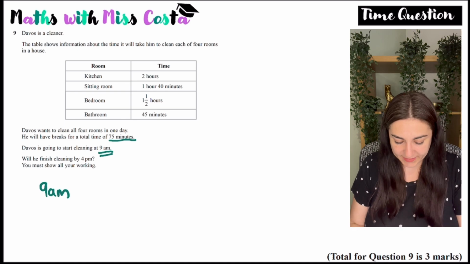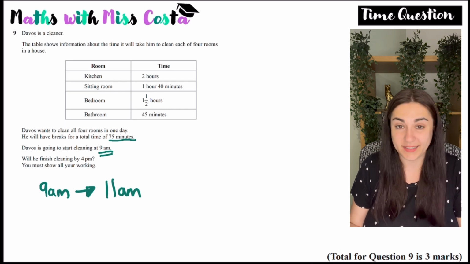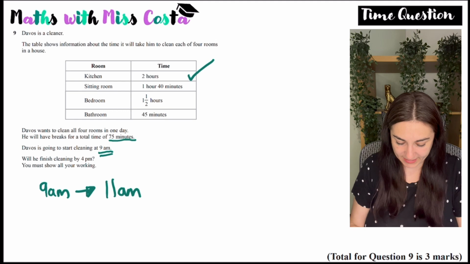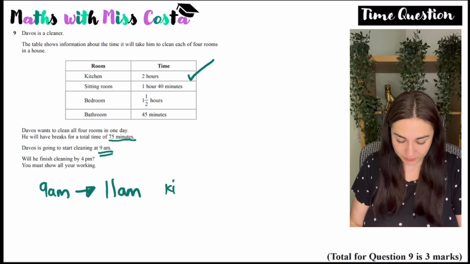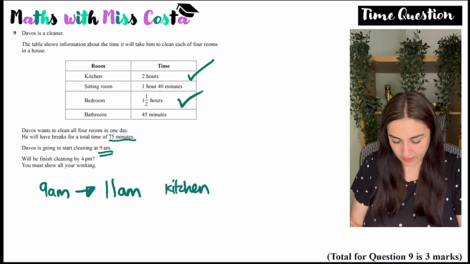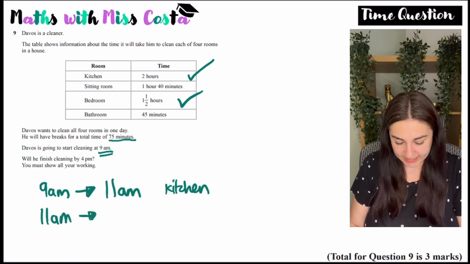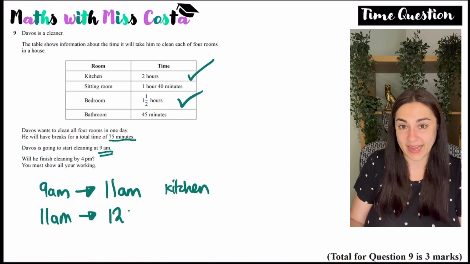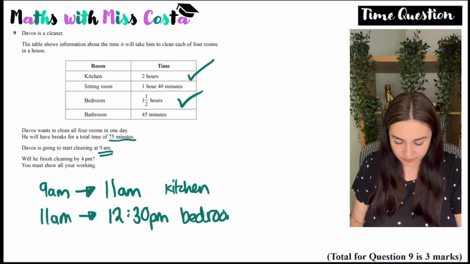Okay, so if he starts at 9 a.m, and let's say he does the kitchen, that would take him to 11 a.m. So 9 a.m. plus 2 hours is 11 a.m. So that's the kitchen done. Then let's see, with time, you always want to make your life as easy as possible. So let's choose the bedroom next, 1.5 hours, because that's easier. So he could start at 11 a.m, add on an hour and a half, would take you to 12:30 p.m. So that would be the bedroom done.